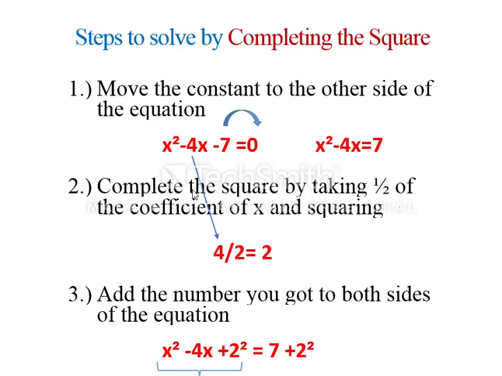The next step is to divide the coefficient of x by 2. We will get 2. We always divide the coefficient of x by 2. So in this question we get 2. The next step is to add the square of this 2 on both sides of the equation. So we'll add 2 square here and 2 square here.